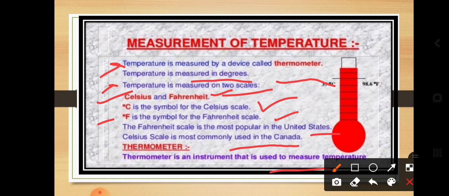There we are going to learn how to read the thermometer, what are the types of thermometer, and what are the precautions to be observed while reading a thermometer.